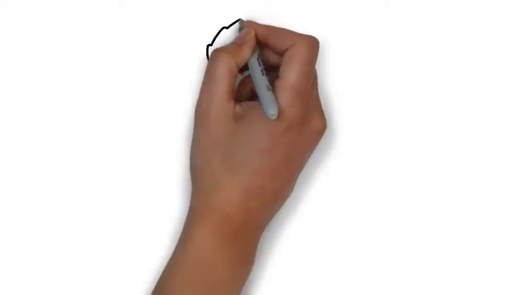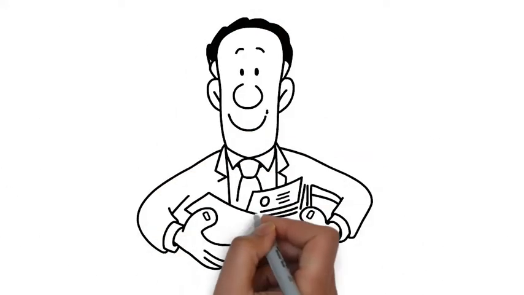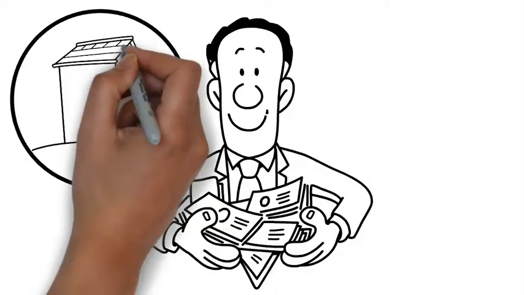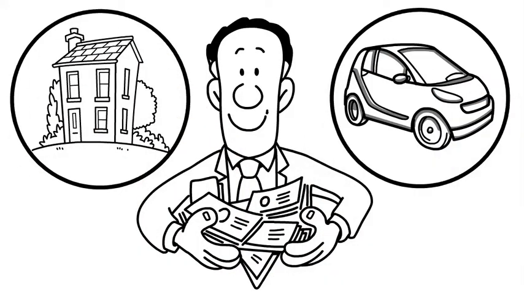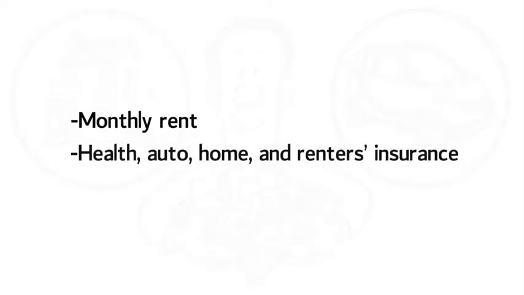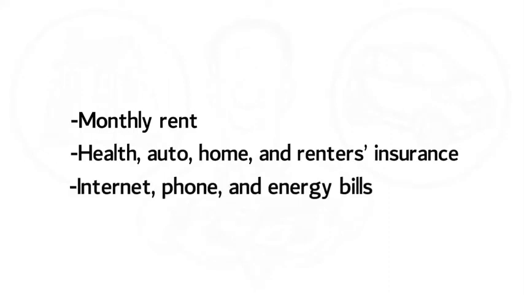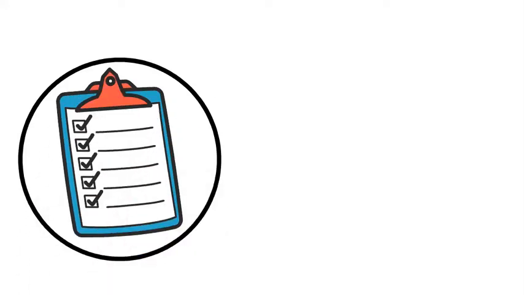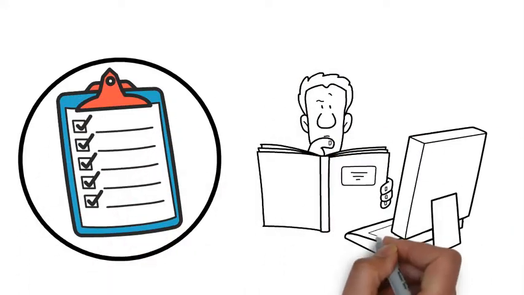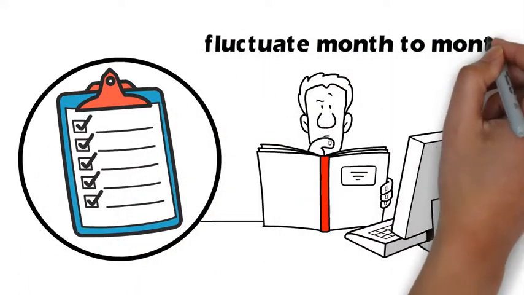Fixed expenses are usually large, recurring expenses. The two best examples of fixed expenses are your mortgage or car payment. However, these are certainly not the only fixed expenses. A few others may include monthly rent, health, auto, home, and renter's insurance, and internet, phone, and energy bills. Fixed expenses don't have to be perfectly uniform though. Utility bills are considered fixed expenses even though they can fluctuate month to month.